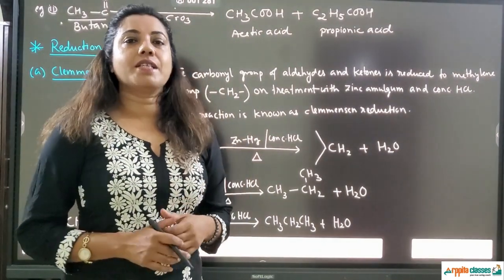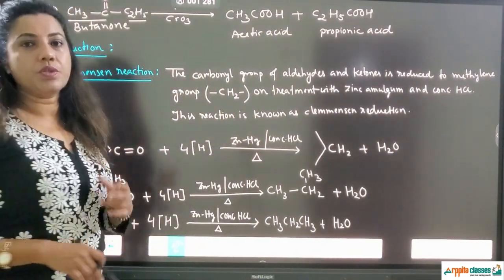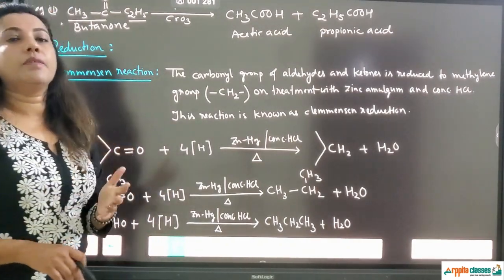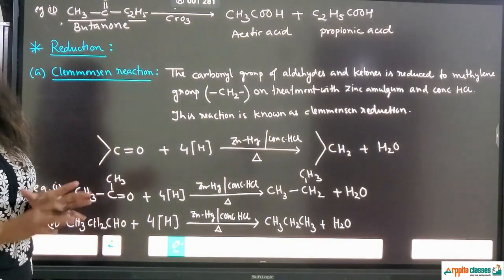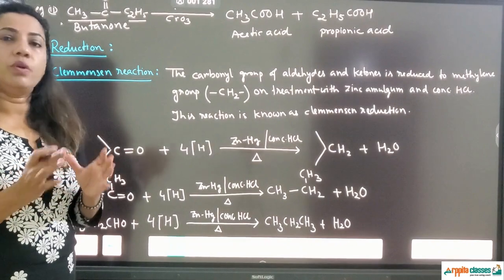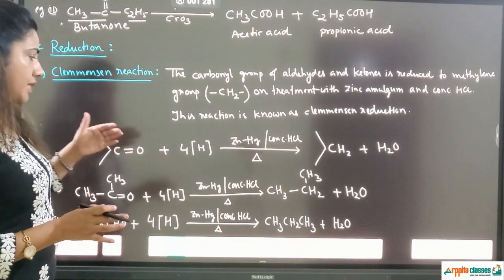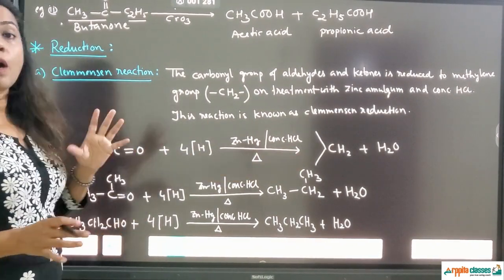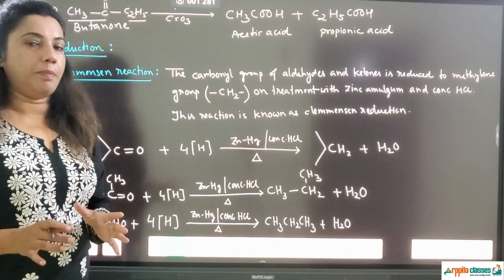Now the next reaction is the reduction reaction of aldehydes and ketones. There are two reduction reactions. One is called the Clemmensen reaction. The other one is called the Wolff-Kishner reaction. Very important. Both the reactions are very close. I mean, only the reagent is different. You have the same substrate, you have the same product, only the reagent is different. Okay, both of them are name reactions, so you need to prepare them very well.